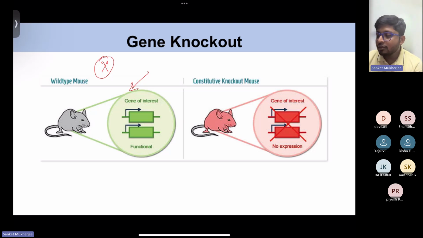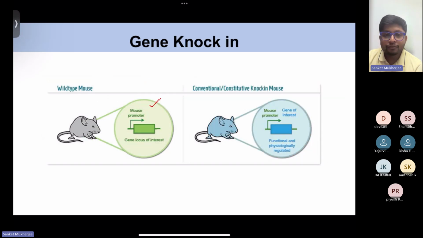Similarly, in case of gene knock-in, what happens? Let's say there is a gene of interest which is present in the wild type mouse, it is not changed at all. And you would introduce another gene, let's say a gene Y, in this place, and that would be gene knock-in. So you are introducing a foreign gene which is not ideally present, and probably you would see what is the function of that gene in further experiments. So this is the basic idea of knock-in and knockout.